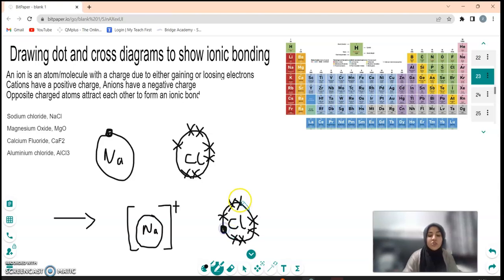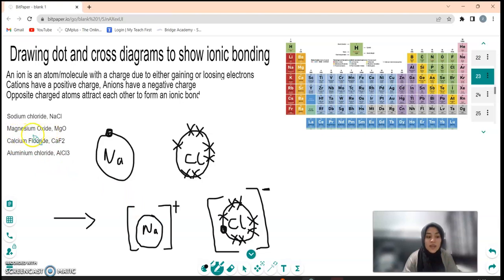So if we see our structure now here, it makes sense why we use dots and crosses, to show that this electron is the electron that has been transferred to chlorine. So it's been transferred from sodium to chlorine. And we then draw our brackets around the structure to show that it's finished. And we place a negative charge because we've only gained 1 electron. So this is for sodium chloride.